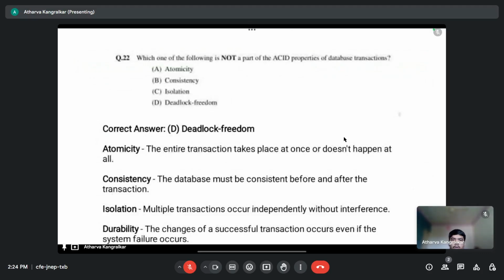Which one of the following is not a part of the ACID properties of the database transactions? So the correct answer is deadlock freedom, as ACID stands for atomicity, consistency, isolation, and durability.